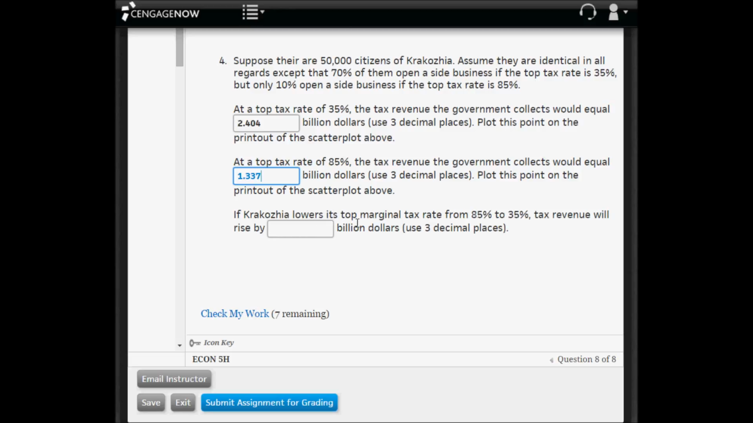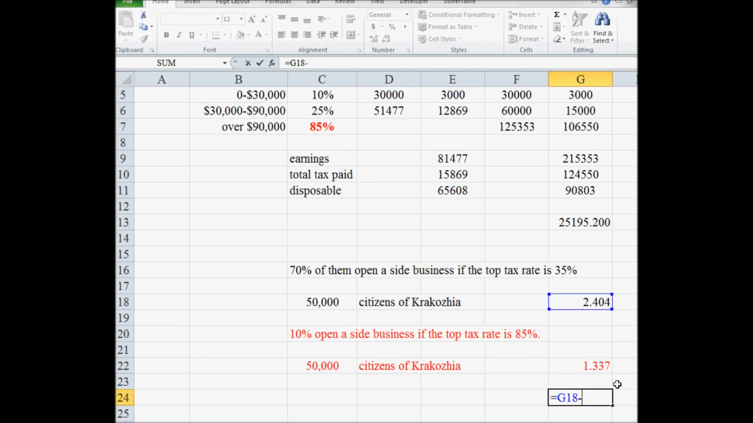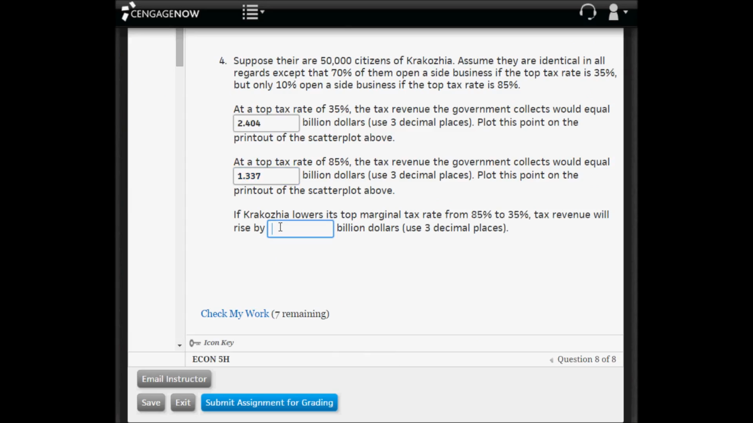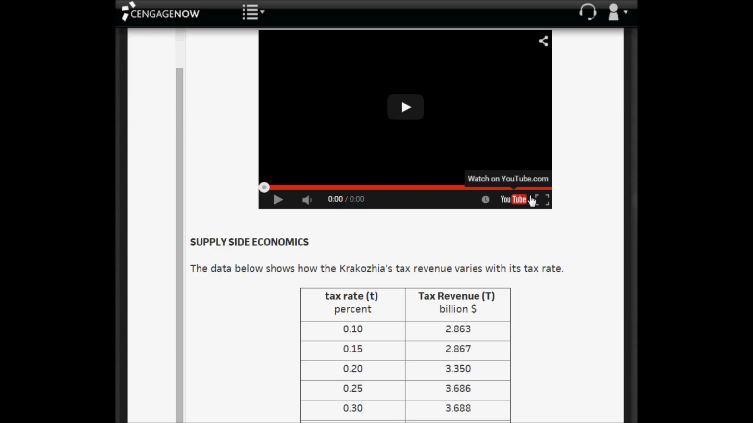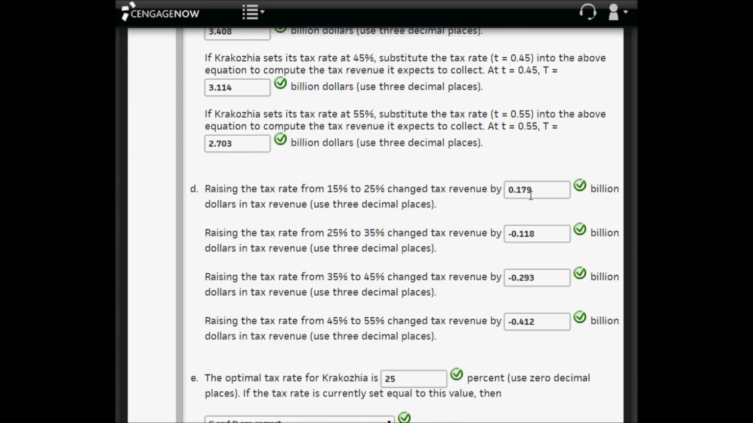If Krakosia lowers its top marginal tax rate from 85 to 35%, tax revenue will rise by $1.067 trillion. And I'm going to check my work to see if I got everything right, and I should. Looks like I got everything correct.